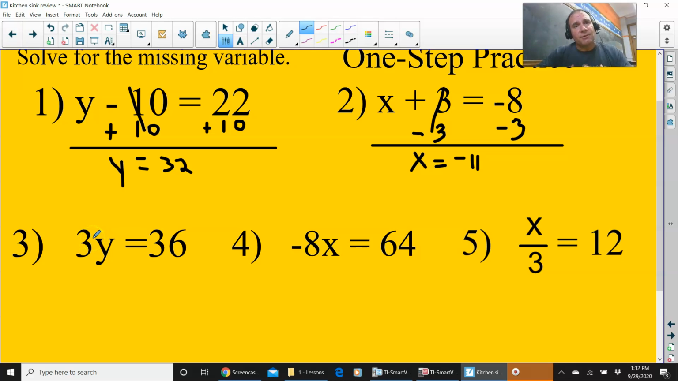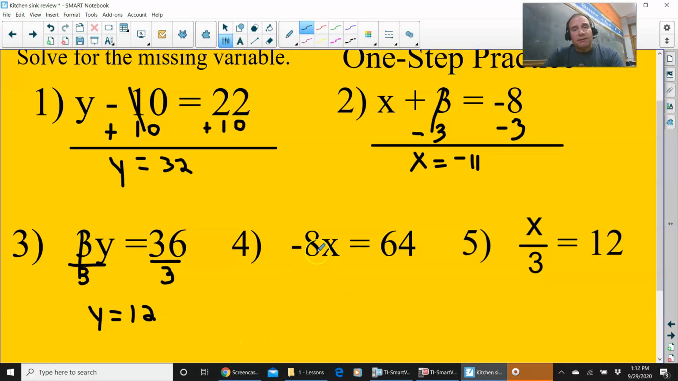What is the opposite of multiplication? To undo multiplication, you have to do the opposite, which is division. So the way we write division is a fraction symbol. If you do it on one side, you have to divide by 3 on the other. By the way, you always divide by the number that is next to the variable, which is the coefficient. So the 3's cancel because 3 divided by 3 is 1, and y comes down, and you get 36 divided by 3, and that is 12. So y equals 12.